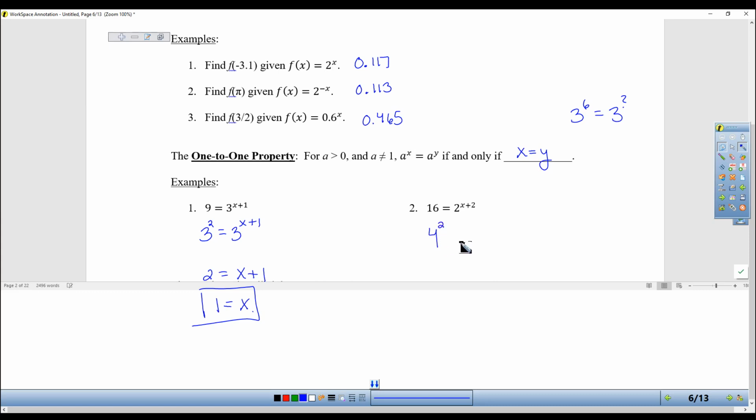I'm going to change this to 4 squared. That didn't make the bases the same. So just because 16 is equal to 4 squared doesn't make it valuable to you. You always need it to be the same base. So 2 to the what would make 16? 2 to the 4. Now that the bases are the same, now you can set the two exponents equal to each other. And x is equal to 2.